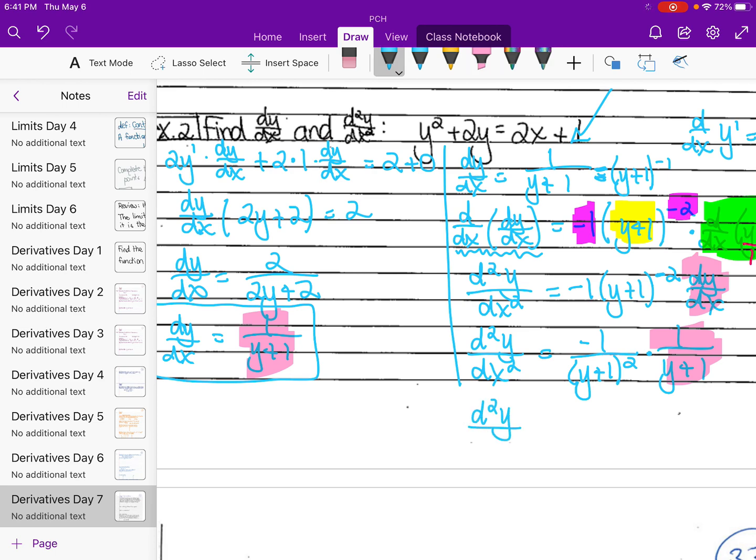I don't know what you guys are doing. I'm wondering if using the highlighter is messing you guys up in your notes, because then you can't color code it.